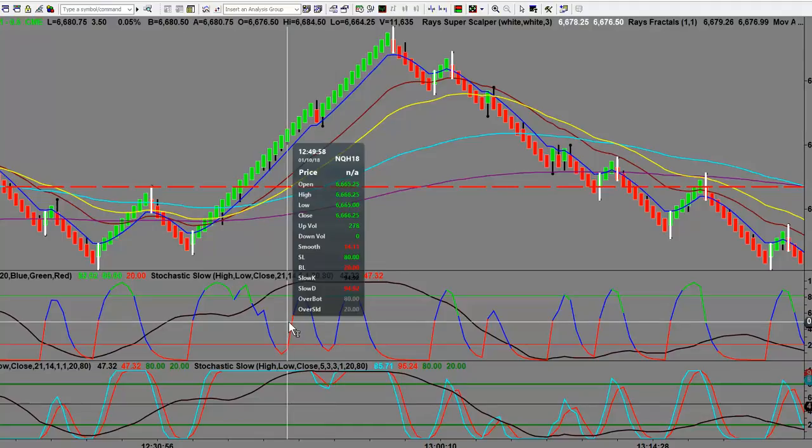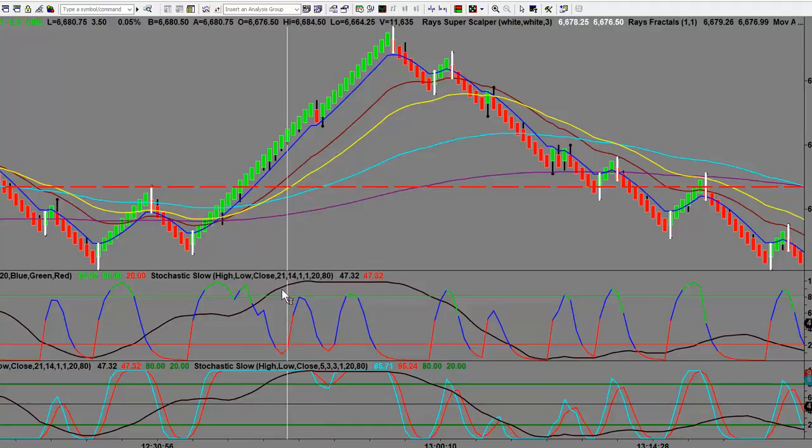Here you had a T2. You can see here that the long-term stochastic is overbought. It's come down and kicked up. Now you wouldn't have had that on a standard stochastic. That's going to happen sometimes. That's just the indicators themselves. Then you had another T2.